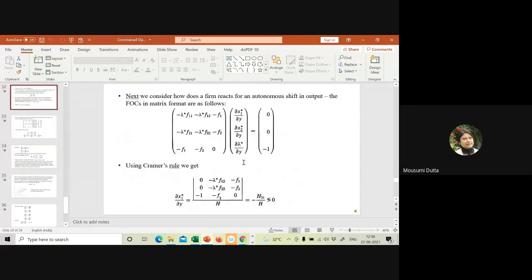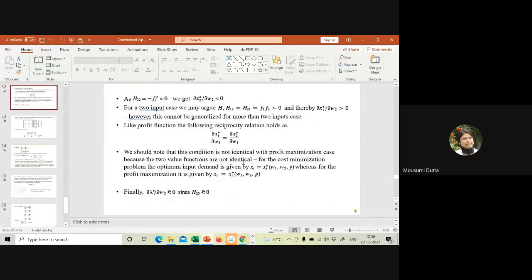One more thing I would like to tell you. Like the profit function, when we derive del xi star by del wi, here also we can consider the reciprocity relationship. Already del x1 star by del w2 and del x2 star by del w1 are with you. So please check whether these two values are the same or not. Please check the derivatives and tell me whether they are equal or not.